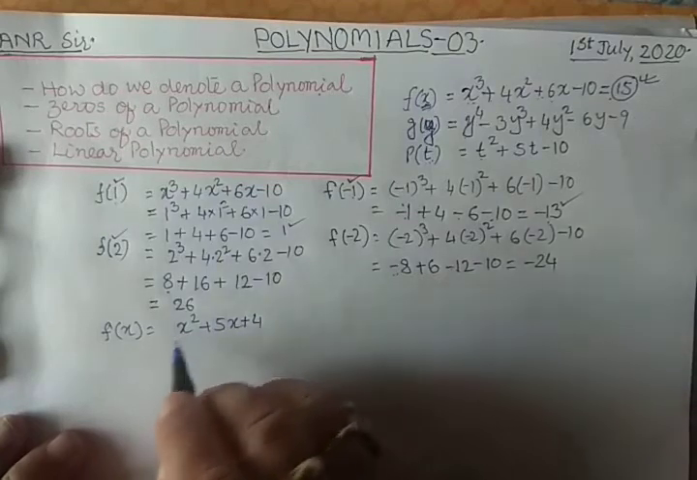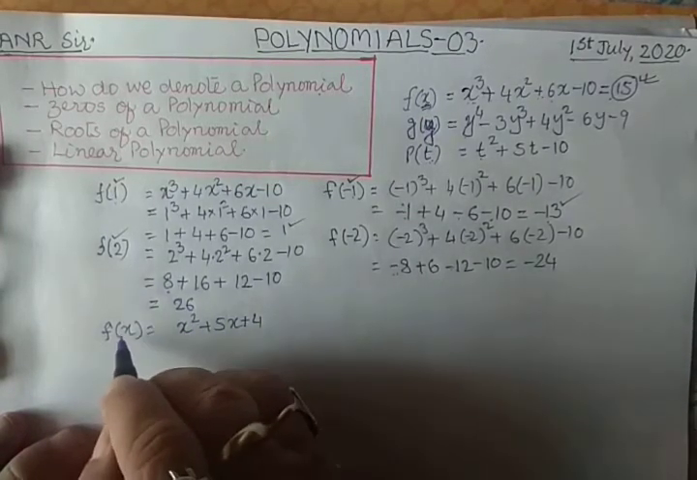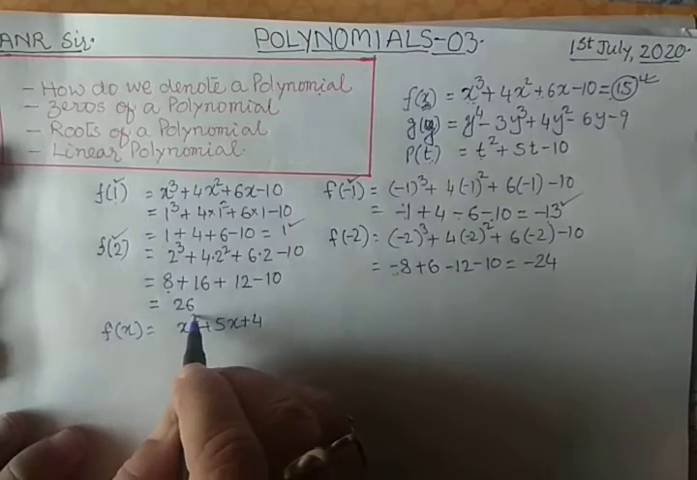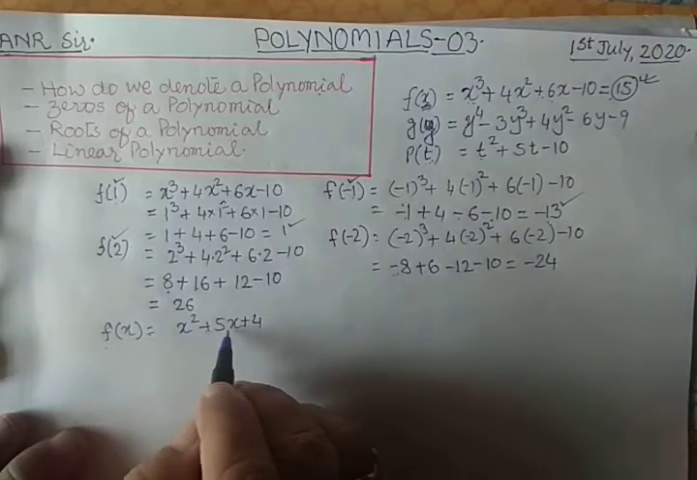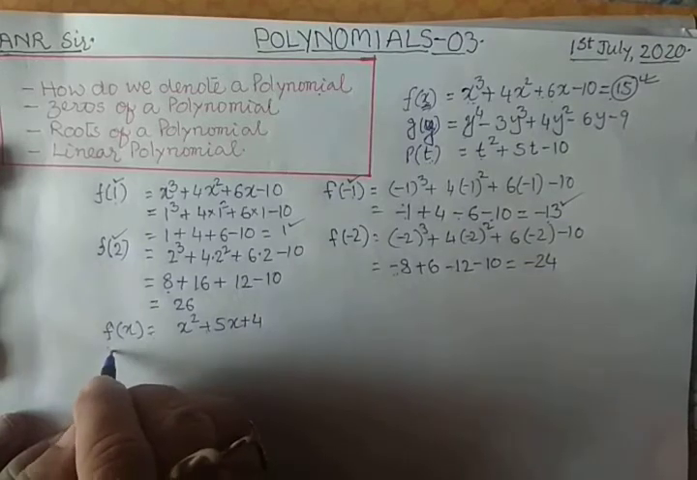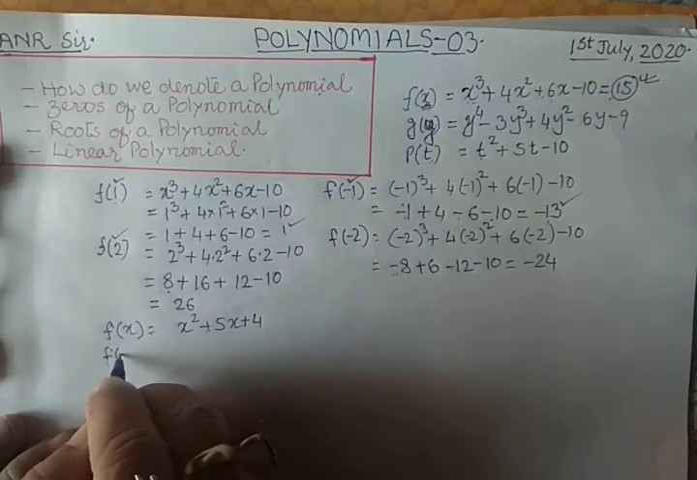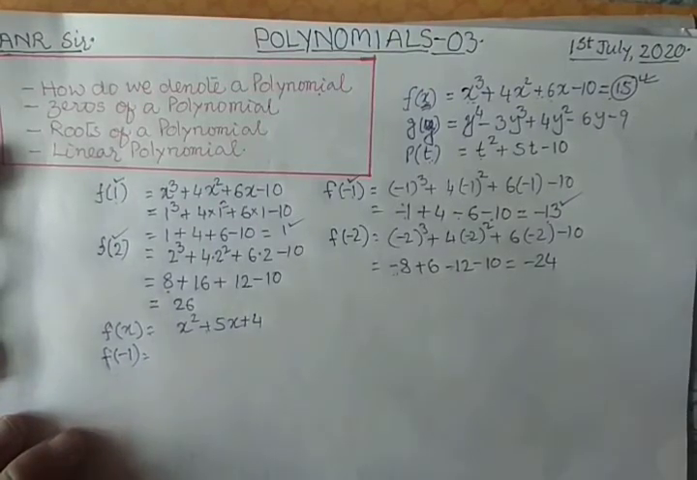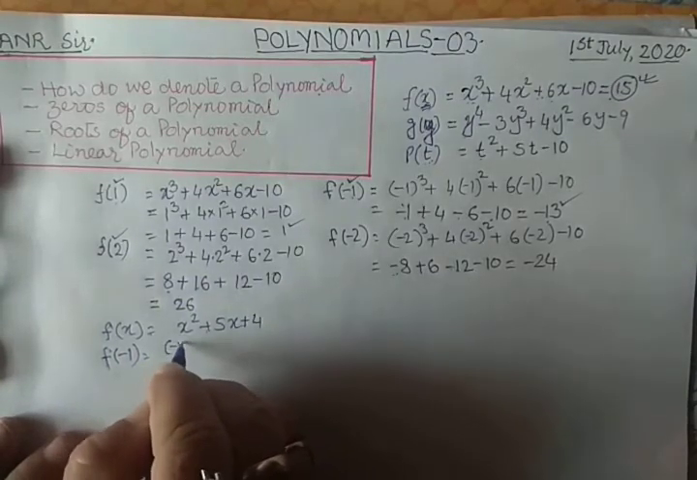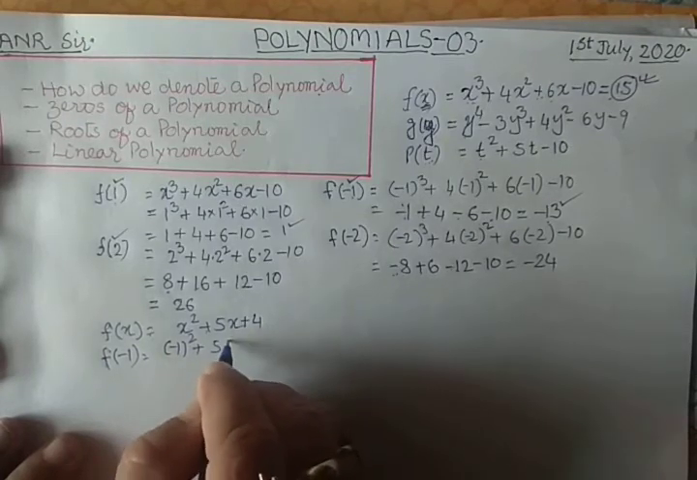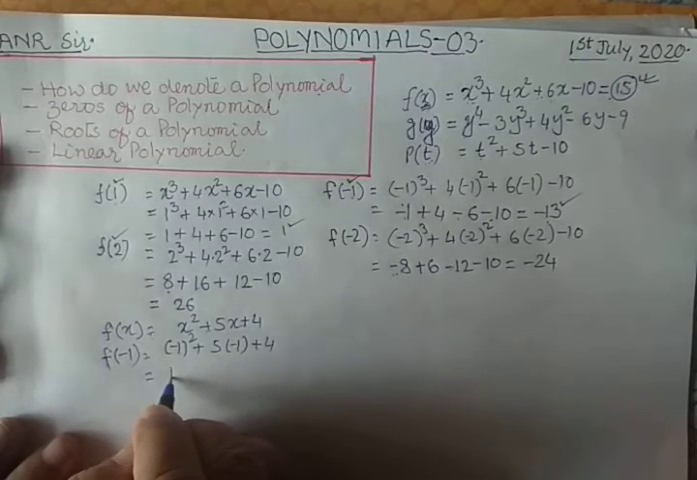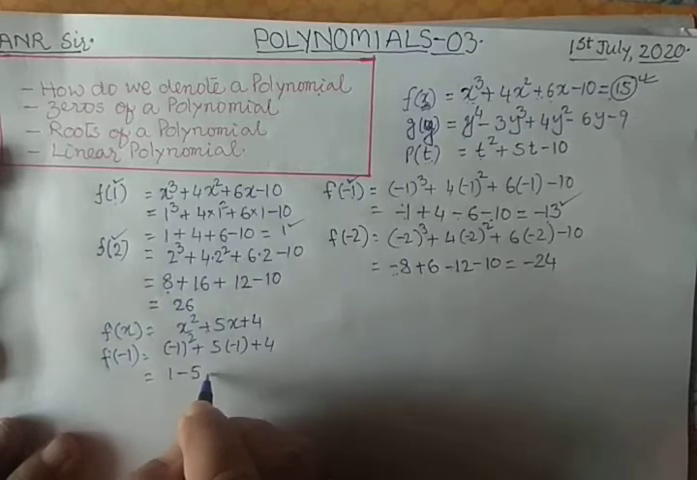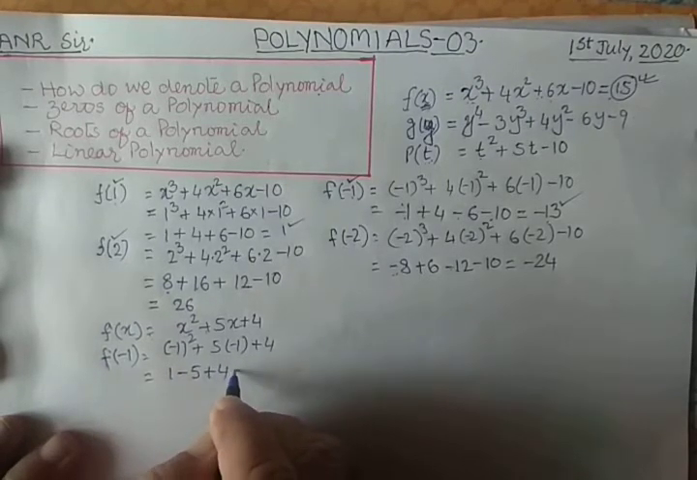Now, let us take a new polynomial. f(x) is equal to x square plus 5x plus 4. So now, let us take input as minus 1. So what happens here? Minus 1 whole square plus 5 into minus 1 plus 4. It will become 1 minus 5 plus 4. So you get what? 0.